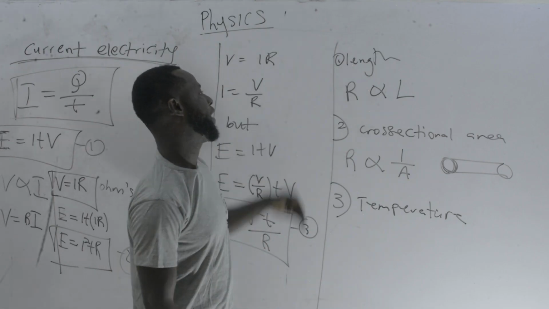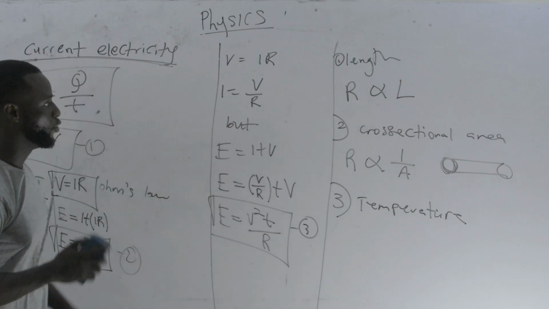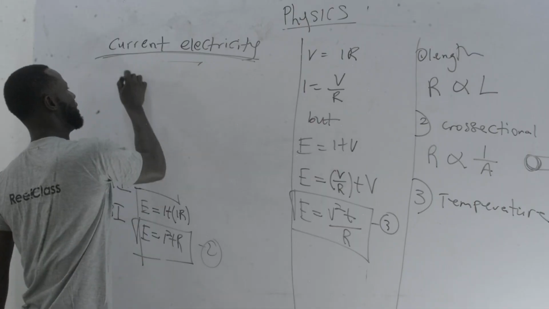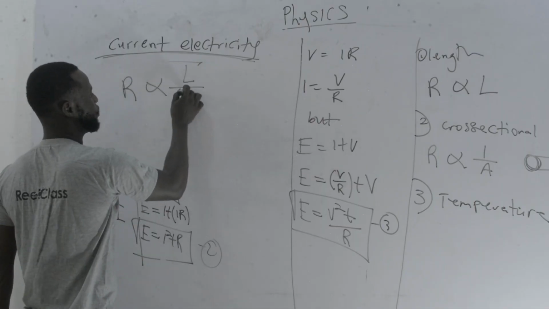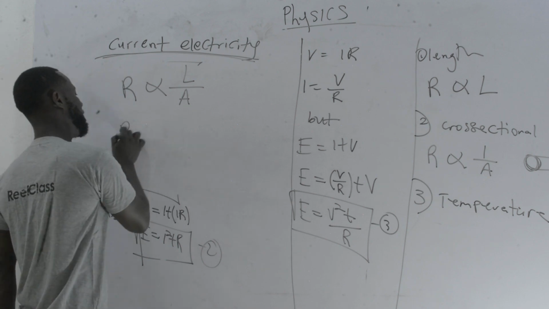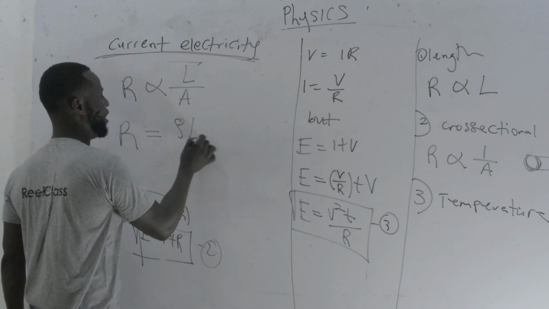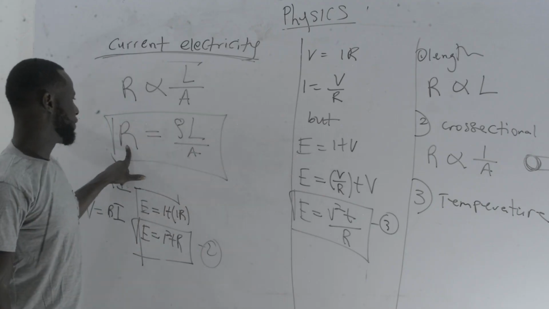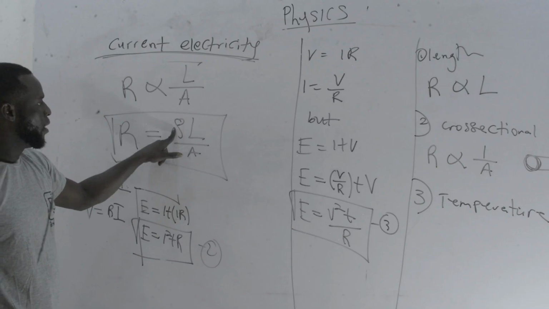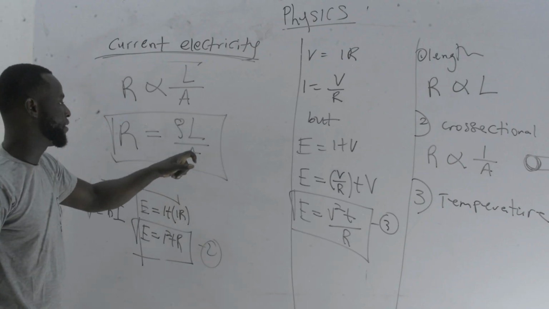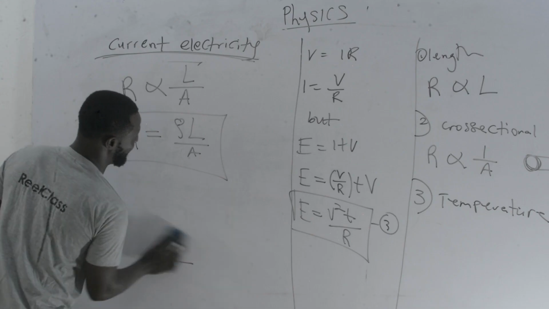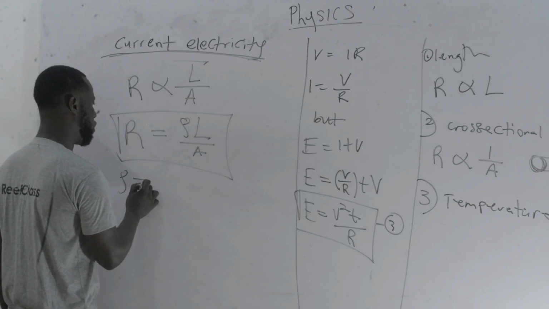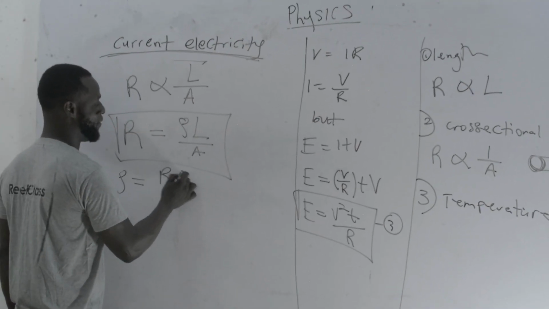So from factor 1 and factor 2, I can write another equation which will look like this. Remember, we just said that resistance is directly proportional to length and inversely proportional to area. I'll introduce a constant. Now say resistance is equal to resistivity times length over area. R is resistance, this is my constant, resistivity, this is the length, and this is the area. From here, if I make resistivity the subject of the formula, I have resistivity equal to resistance times area divided by length.